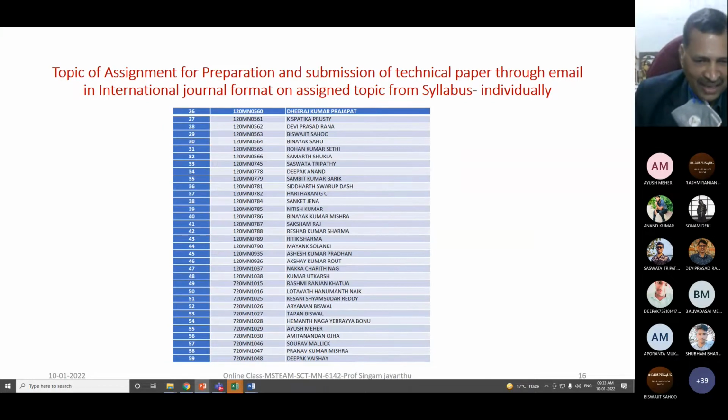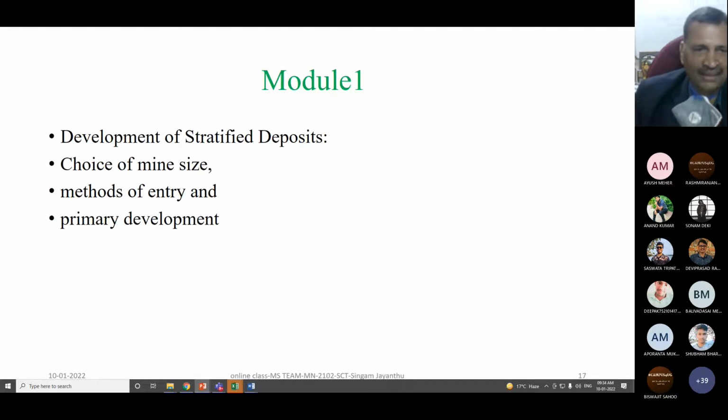In that way, when you see the last student here, 59, last but not the least, right? Even our Mahatma Gandhi was also one of the last, right? So don't worry, last is not the least, maybe the important one. So Deepak Vaishav, that is 720 MN1048, may be interested in thin seam mining, very thin seam mining, or mining in highly disturbed zones, or methods of mining, or support designs, so many things from the syllabus, right?